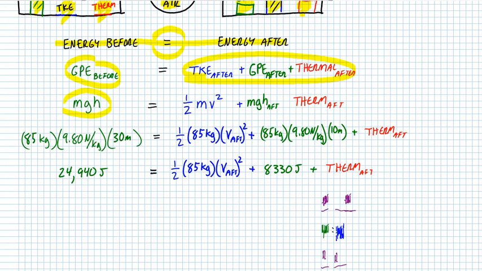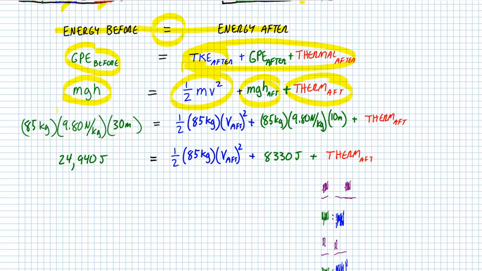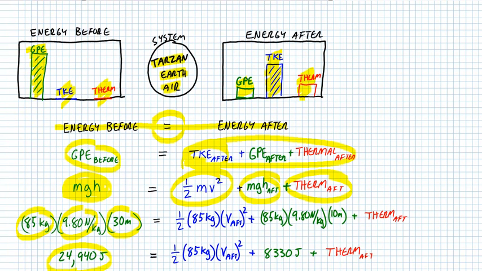We use our equation for gravitational potential energy, mgh. Our equation for translational kinetic energy is 1/2 mv squared. Gravitational again, and we don't have an equation for thermal, so we'll just keep writing thermal. We continue by substituting in the numbers for mass, for gravity and height, and we get 24,940 joules that are present before. So afterwards, we know there's 24,940 joules somewhere between all three of these.